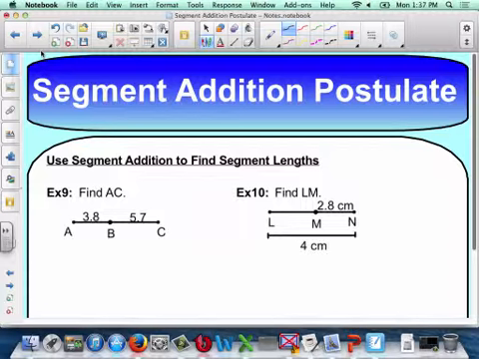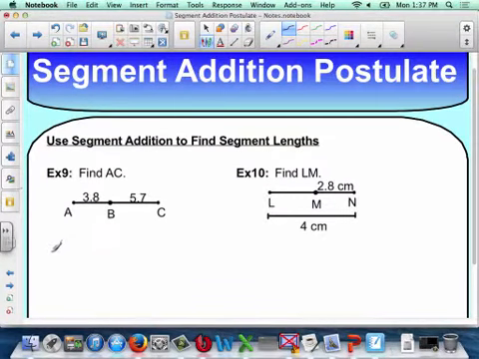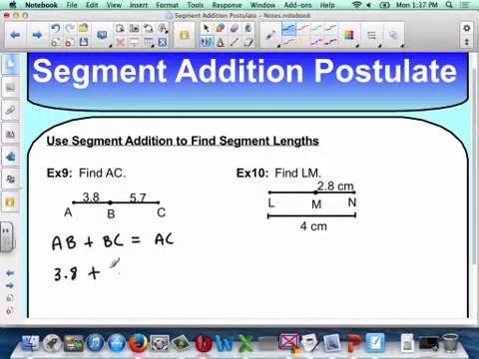Okay, number 9. Gotta find the length of AC. So what do we do? Yeah, just add them up, right? Sum of the parts equals the whole. And again, guys, if we go back to our geometric equation, AB plus BC equals AC. That's our geometric equation. Sum of the parts equals the whole. All you have to do now is substitute. How long is AB? 2.8. How long is BC? So then how long is AC?